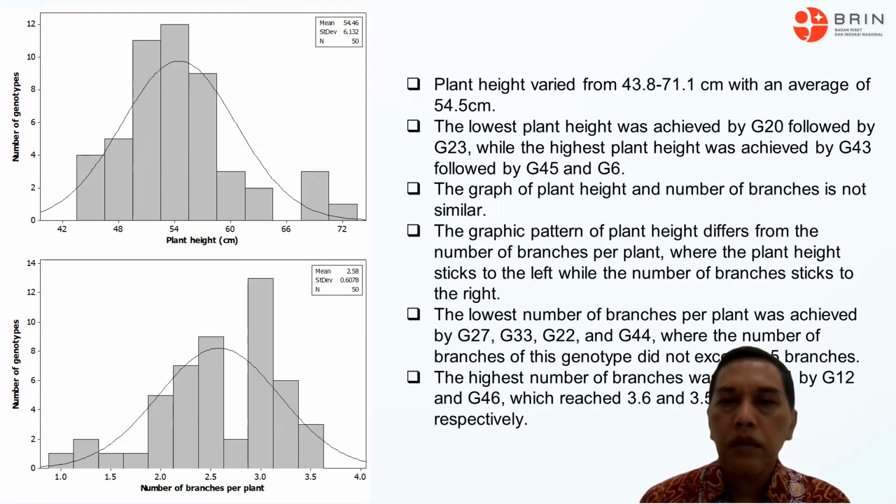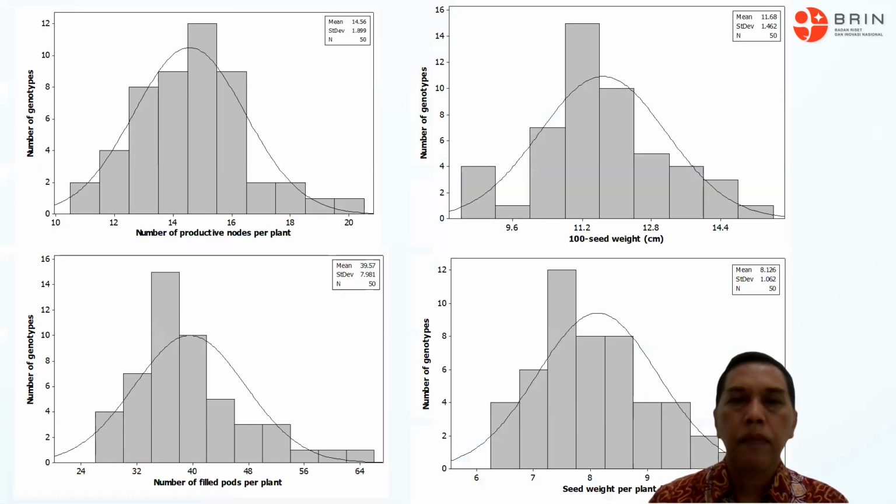The graph of plant height and number of branches is not similar. The graphic pattern of plant height differs from the number of branches per plant: when the plant height sticks to the left, the number of branches sticks to the right. Number of productive nodes per plant, 100 seed weight, number of filled pods per plant, and seed weight per plant are similar.